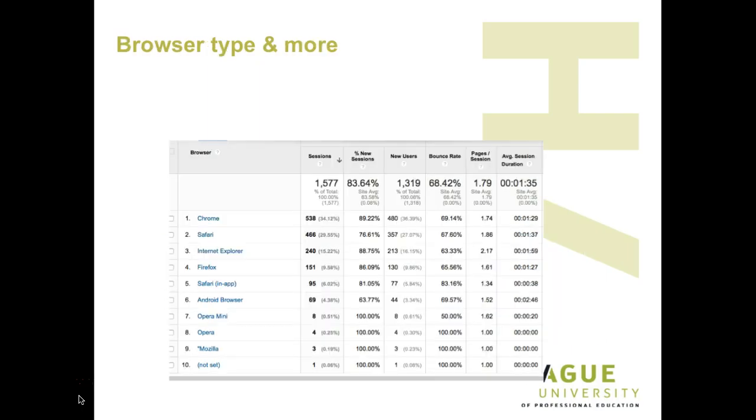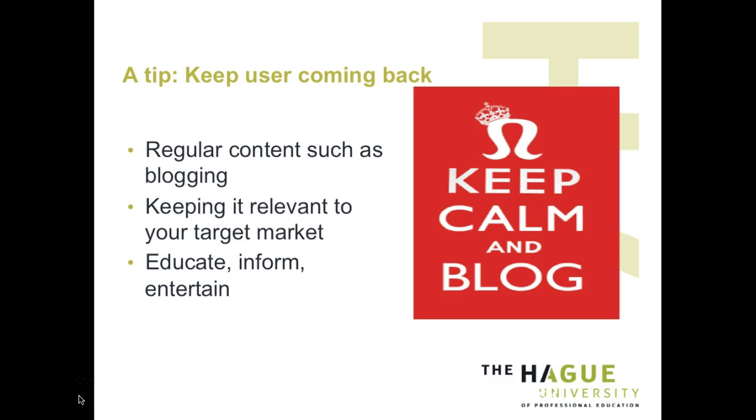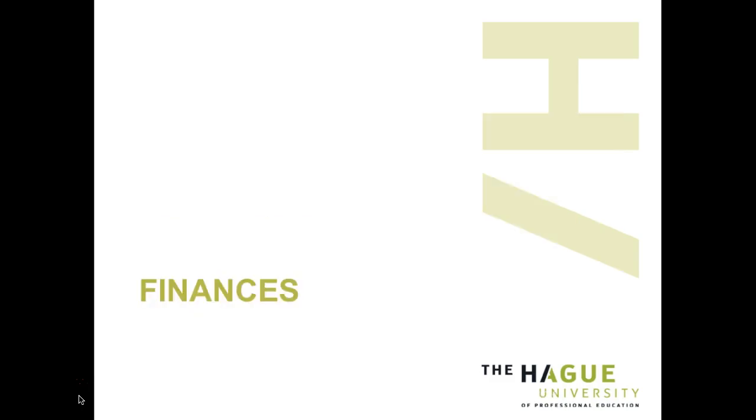You can also see things like which browser your visitors are using, and in theory that shouldn't make a big difference, but sometimes it does. For example, there's a few websites that I visit, including the university ones, where I'm a Safari user and an Apple user, and the site just doesn't work well on that. But if I go to Chrome, things work better. One tip is you want to keep the users coming back. So one way you can do that is have regular valuable content like blogging, keep it relevant to your target market, and you should educate, inform, and entertain your customers.